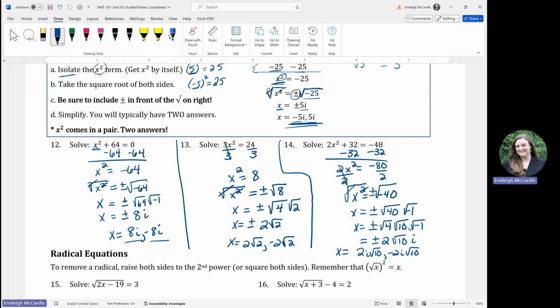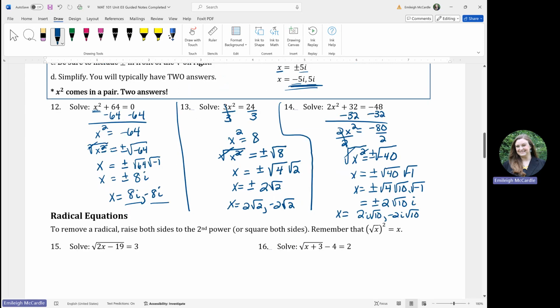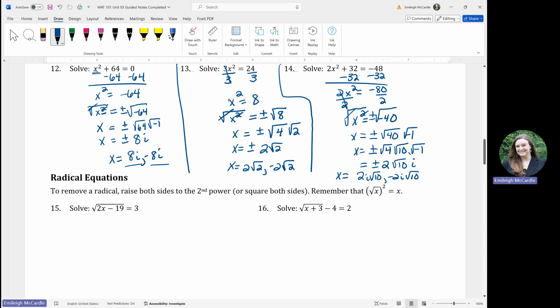All right, let's do the opposite of what we just did. In order to get rid of the square, we took the square root. Now we're going to be looking at radical equations where we have the square root and we need to get rid of that. So here, in order to get rid of the square root, you need to solve for the square root first, or get the square root by itself first. Here, I've done that in 15. It's already done for us.